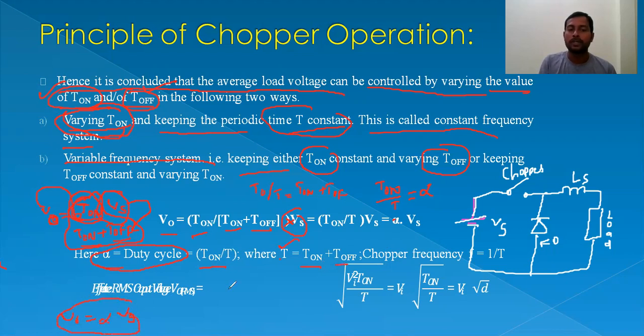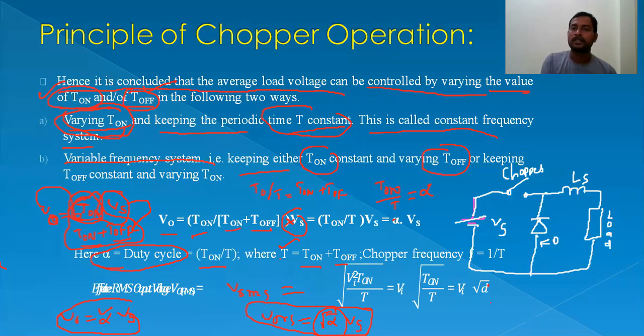If you want to find RMS, Vrms is simply equal to under root of alpha into Vs. Simply, this is the only difference. For the average value, just alpha. For the RMS value, just root of alpha. This is the difference between RMS and the average value.